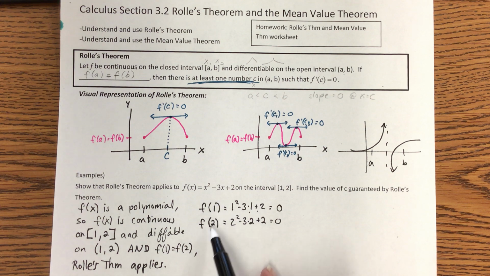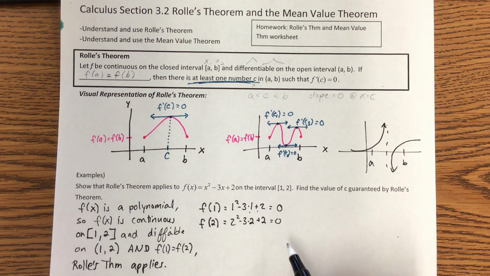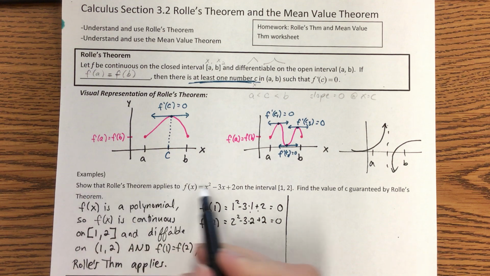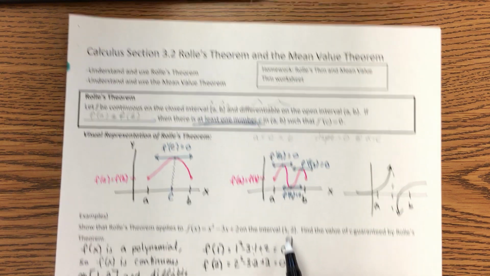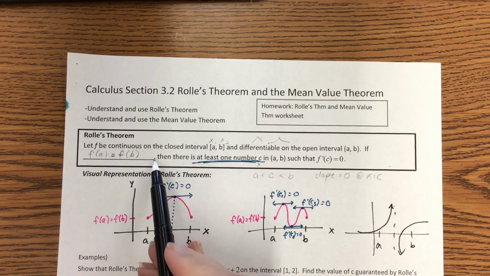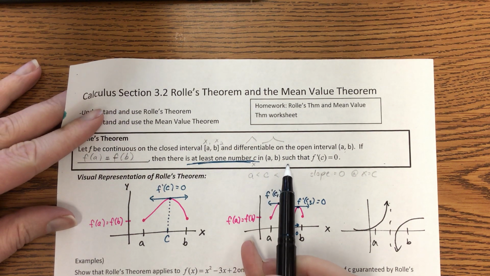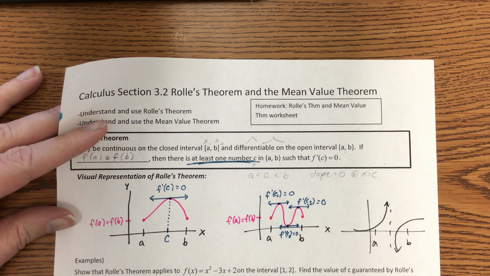You have to show that f of 1 and f of 2 actually get you the same number. You can't just say that they're equal, you have to show the numbers. So we have done all of this part. You just really have to say everything is true before that comma. Okay, then there is at least one number c in a to b such that f prime of c equals 0.